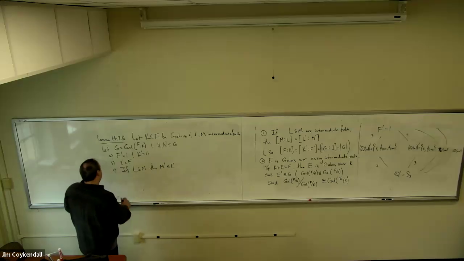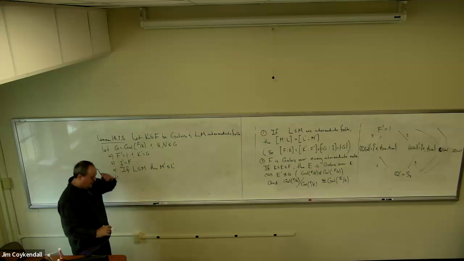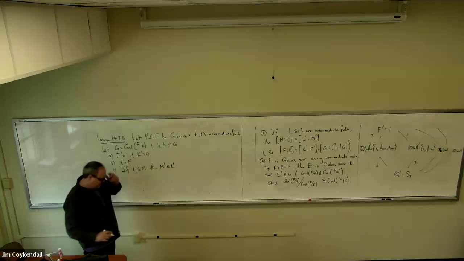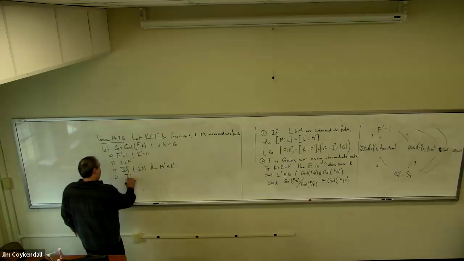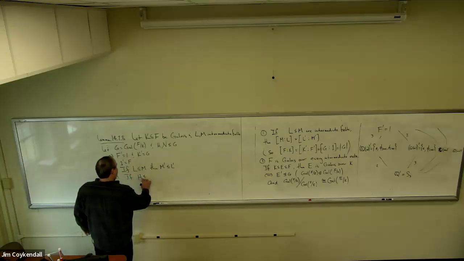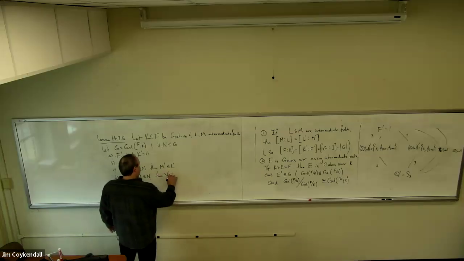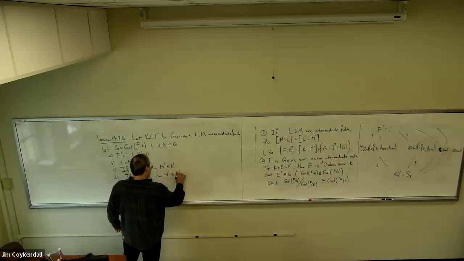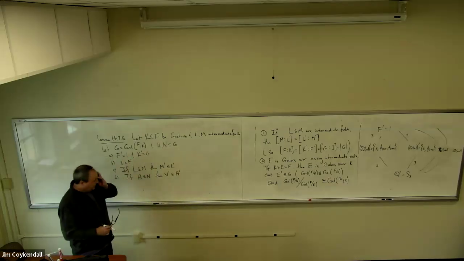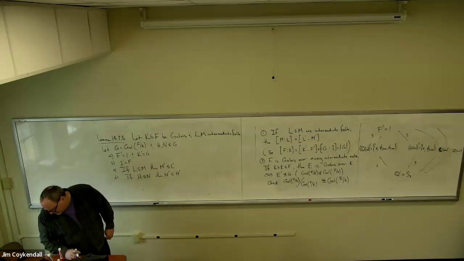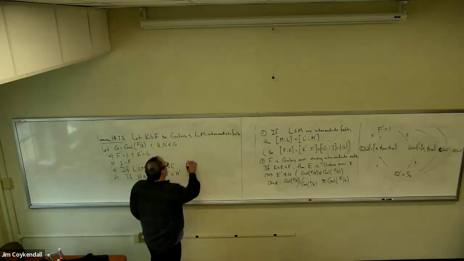We'll see why that's true in a moment. D, if H is contained in N, so H is a subgroup of N, then again the fields reverse things. That is, the fixed field of N is contained in the fixed field of H.